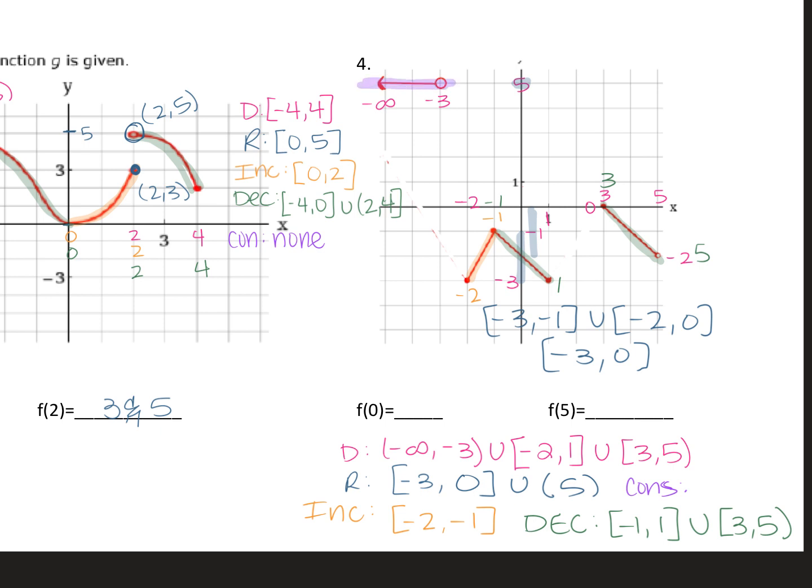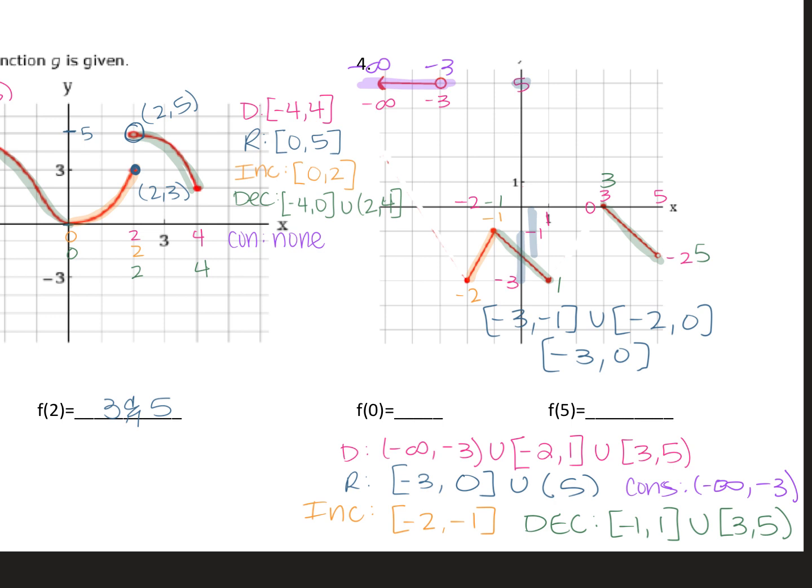So this part here, and we said that that goes to negative infinity, and it starts at -3. So the lowest number there is negative infinity. The highest number is -3. That -3 has an open circle on it, so it gets parentheses.